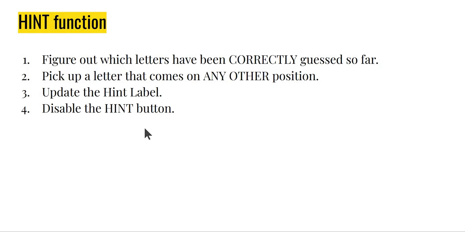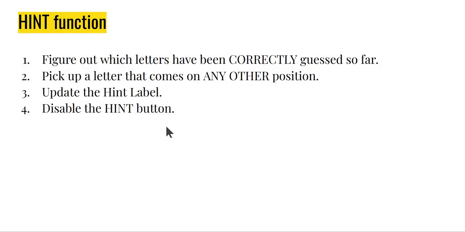Next, we pick a letter which comes in any other position. So, for example, let's say letter number 0 and letter number 3 have been guessed. Well, we will pick a letter which is either 1, 2, or 4. Any one letter from these positions, we will use to update the hint label. And then, because we're giving only one hint, we will disable the hint button.